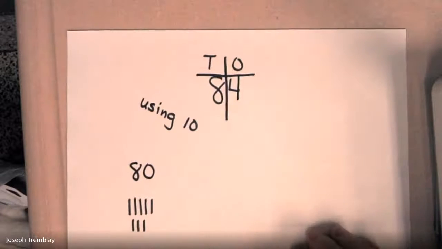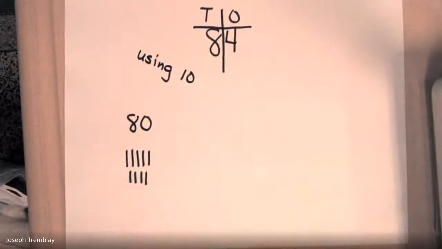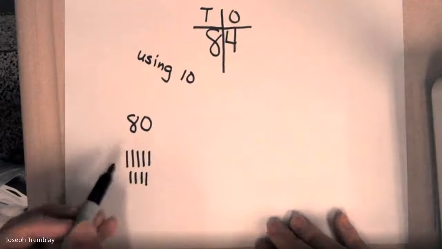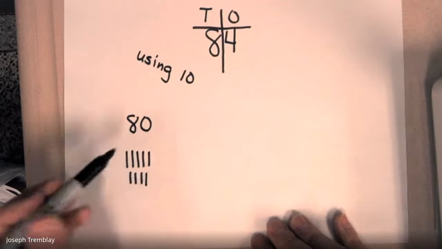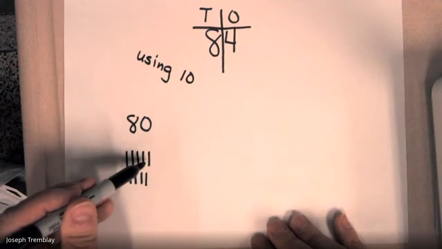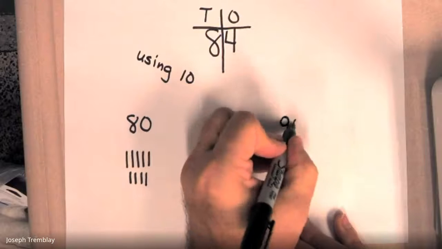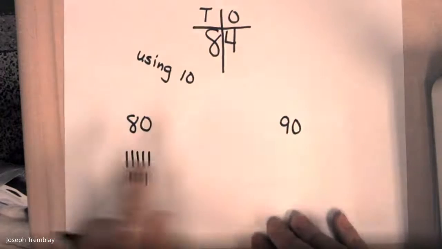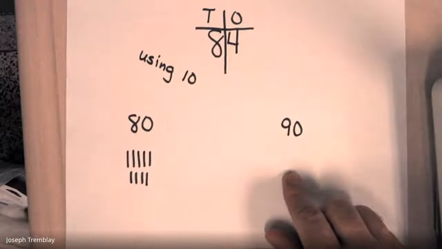Now to figure out my other benchmark number, I'm just going to add one more 10. And that gives me, let's see, 80 and 10 more should be 90. Let's count them. 10, 20, 30, 40, 50, 60, 70, 80, 90. Yep, so I'm going to write my 90 over here on the other side. Those are my two benchmark numbers using 10 for 84.